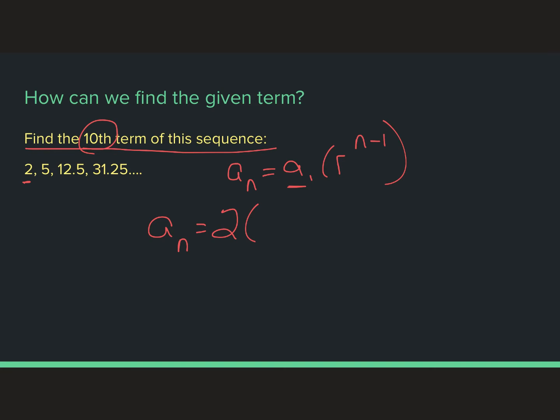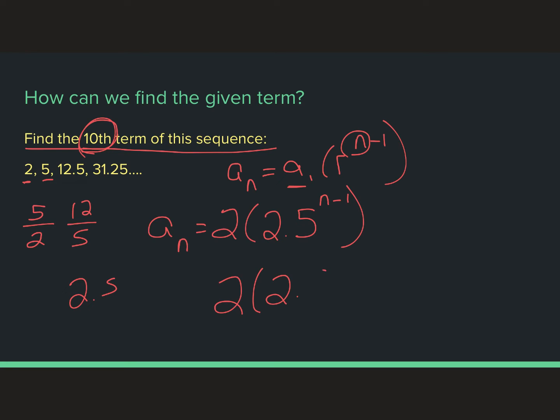Now I have to find my r. Remember, to find r, we do the second term divided by the first term. So 5 over 2. We could also do 12 over 5. Remember that you get the same number no matter what you do. It is 2.5. So this is 2.5 to the n minus 1. Well, n is the number of the term. We're trying to find the 10th term. So I'm going to put in my calculator 2 times 2.5 to the 9th power.